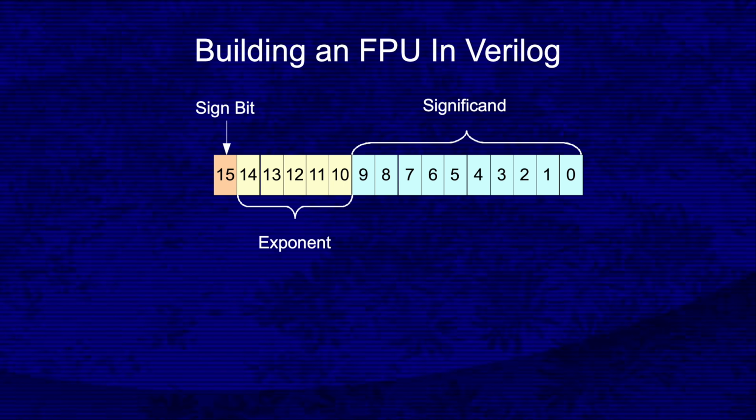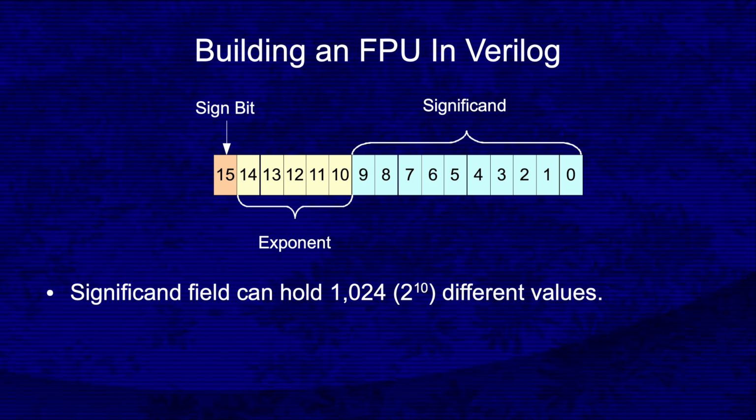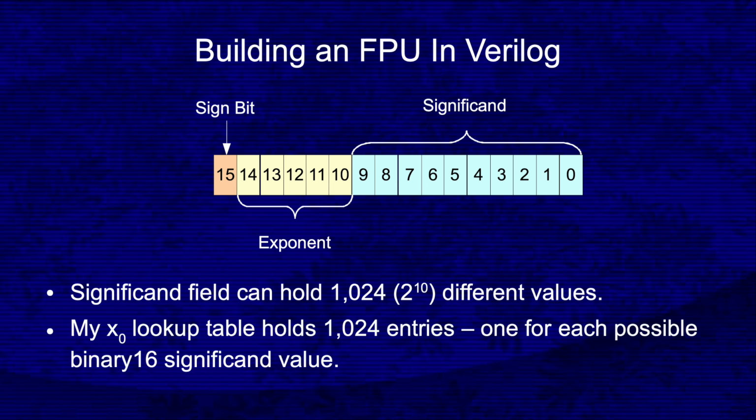It shows the format of the IEEE 754 binary 16 format. The significand field of a binary 16 normal number can hold 2 to the 10th, or 1024 different values. If you examine the lookup table used in the Python code from the previous video, which computes the reciprocal, you would quickly find that the lookup table has 1024 entries. One entry for each possible significand value for a binary 16 normal number.